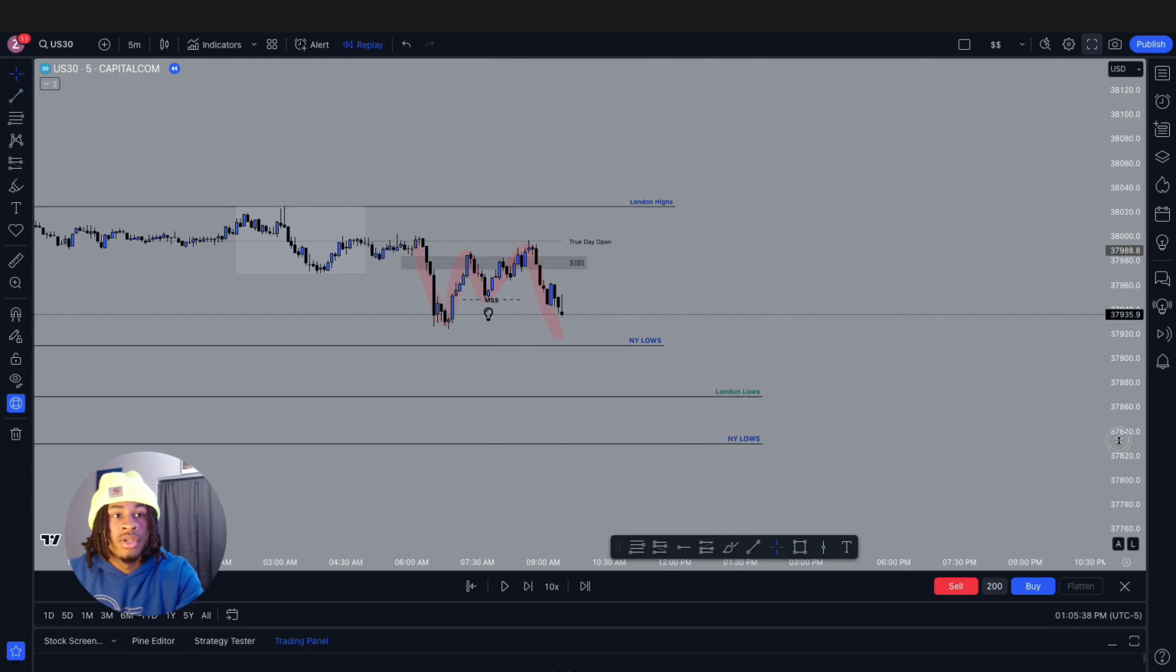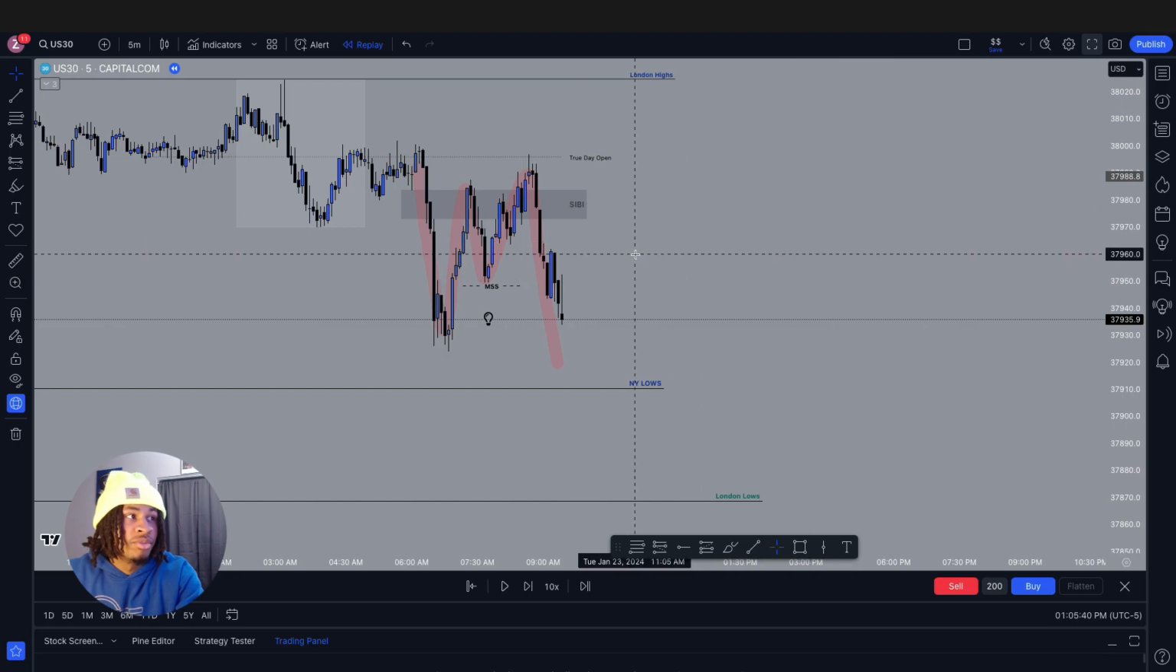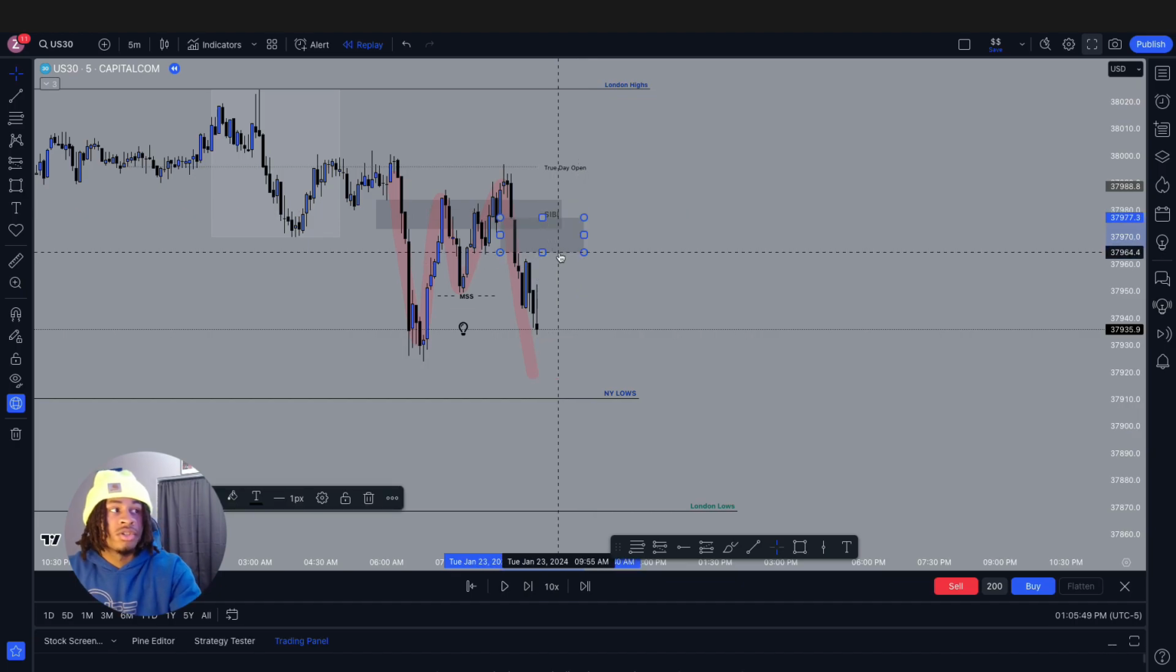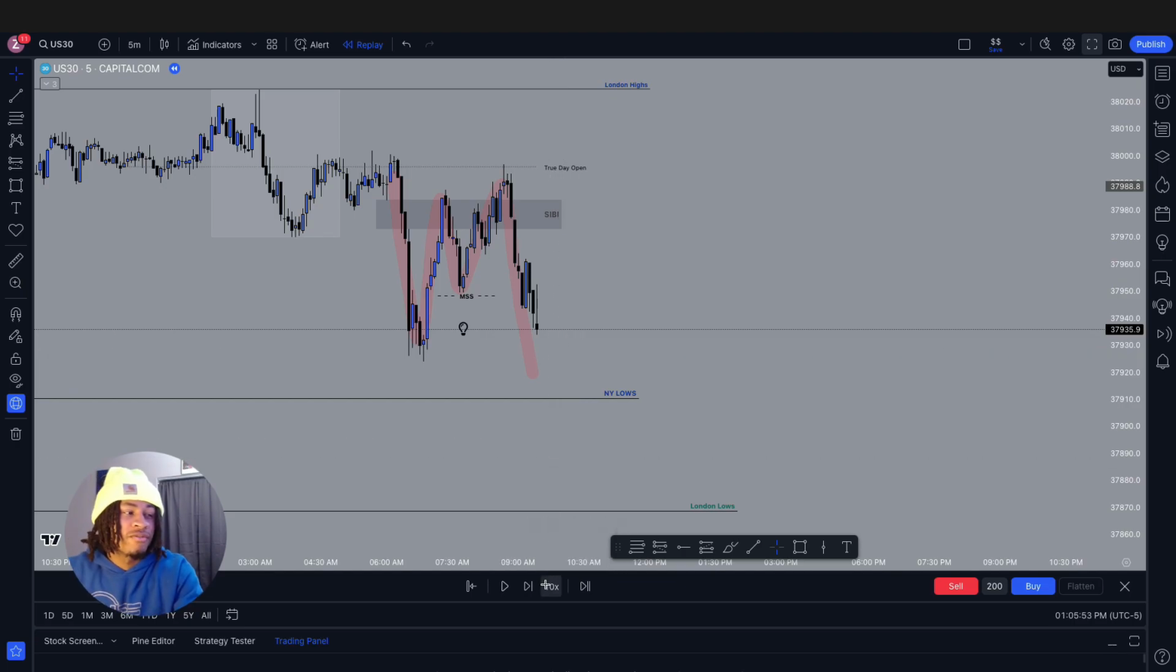Now I'm looking for an inefficiency to jump in on the move and move lower. The only inefficiency that really catches my eye is this right here. Now it is only 9:20, so I wouldn't even be looking at the charts right now. So we're just going to let it rock out until about 9:45, 9:50 and see what happens.